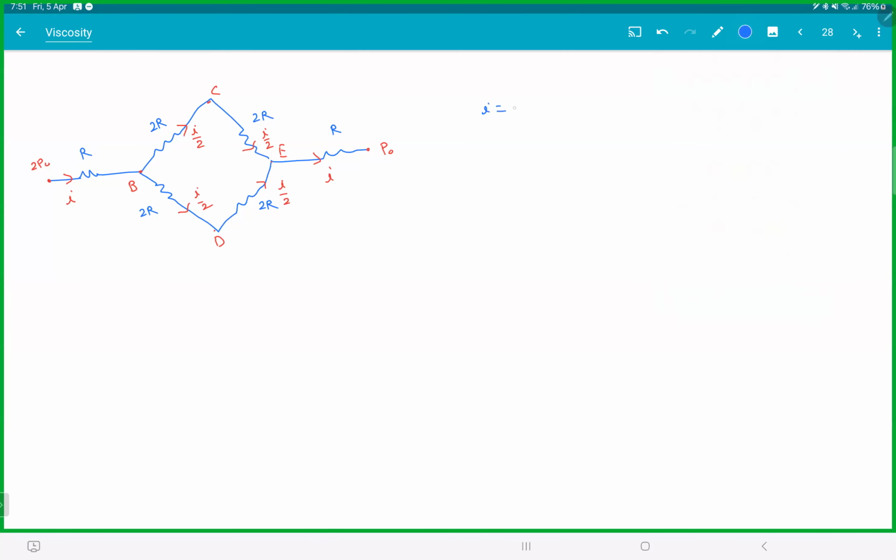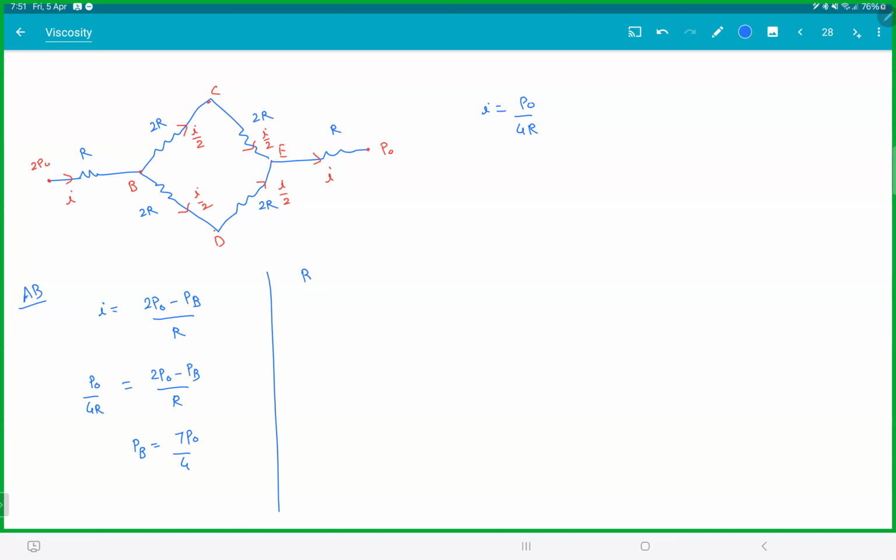And we already know the value of I is P naught by 4R. So when you write for the rod AB, the current I is the pressure difference, P naught minus PB, by R. Substitute here. P naught by 4R equals P naught minus PB by R. R and R cancel. We end up with PB is equal to 2 minus 1 by 4. That is 7 P naught by 4.